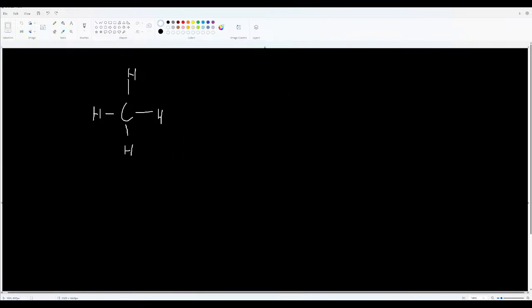Now there's the other example of octane. So octane has 8 carbons in its chain. And with each carbon is a hydrogen.